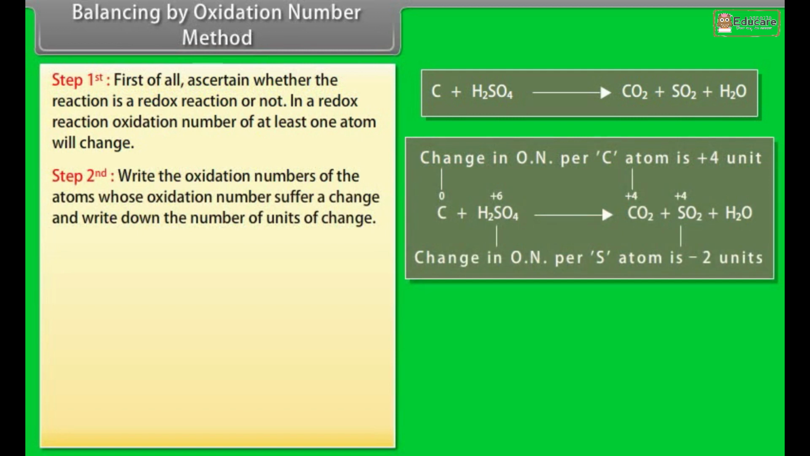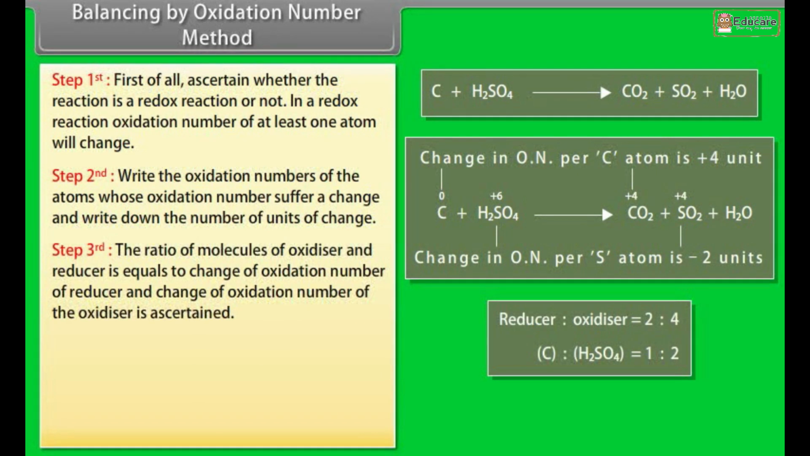Write the oxidation numbers of the atoms whose oxidation numbers suffer a change and write down the number of units of change. Step three: the ratio of molecules of oxidizer and reducer is equal to the ratio of the change of oxidation number of the reducer and the change of oxidation number of the oxidizer. If the ratio is not a simple one, make it simple.